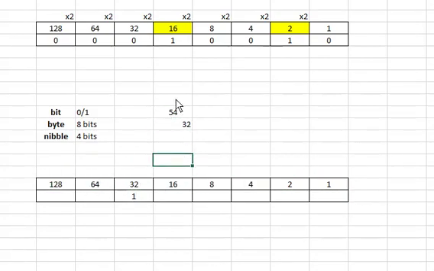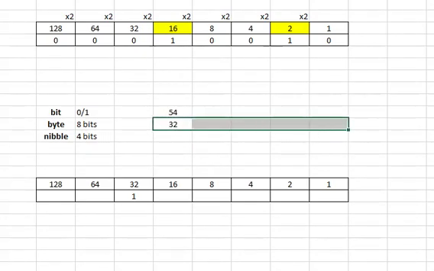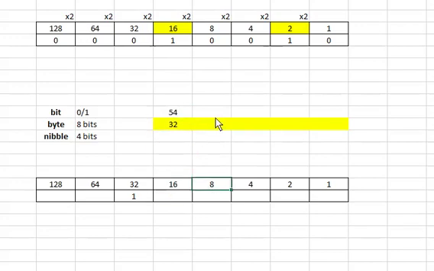Okay, so we've got 32 there. So remember, all the numbers that we put in there would need to add up to 54. So I've done 32 of them. So how do I get from 32 to 54? Well, hopefully you can work out that I need to add 22 more to this to get to this number. So now I'm on 22.